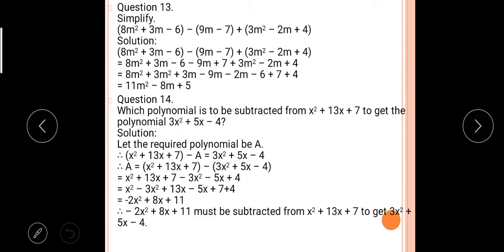Okay. Next, simplify. Here there is a subtraction and addition.